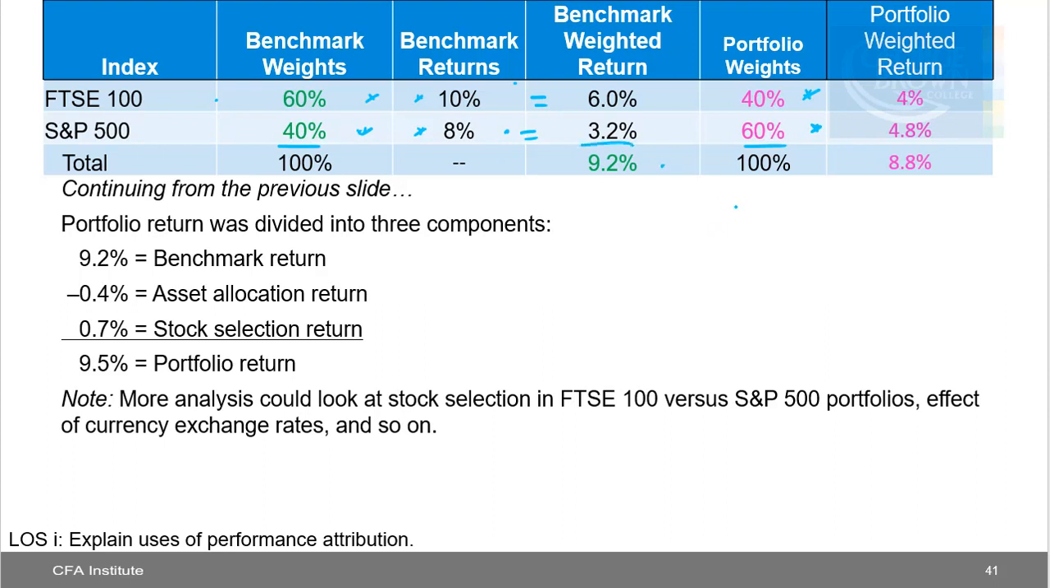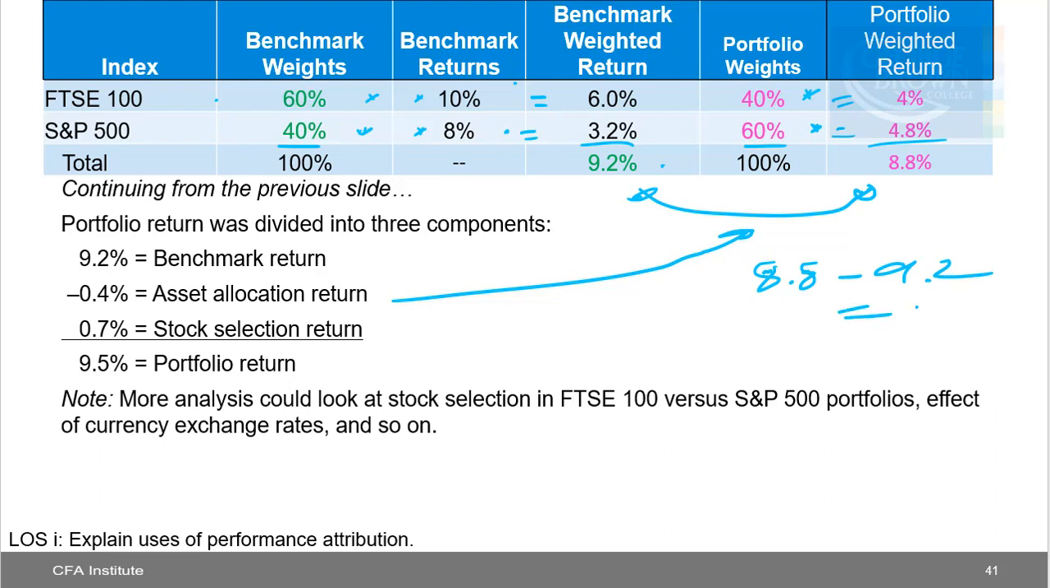Benchmark is 9.2%. So from the asset allocation factor, the portfolio, 0.4 times 0.1 equals 4%, 0.6 times 0.08 equals 4.8%. Add the two together, 8.8%. So the difference between 9.2 and 8.8, that's the asset allocation return. Portfolio return minus benchmark return equals negative 0.4%. Okay, so that's explained.